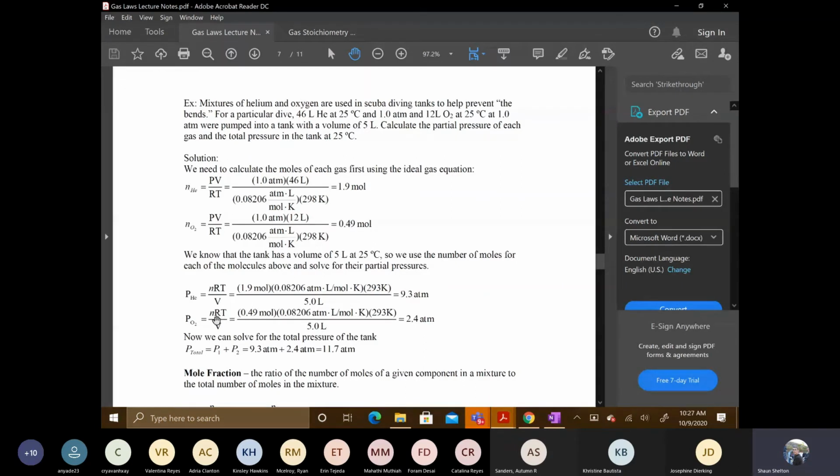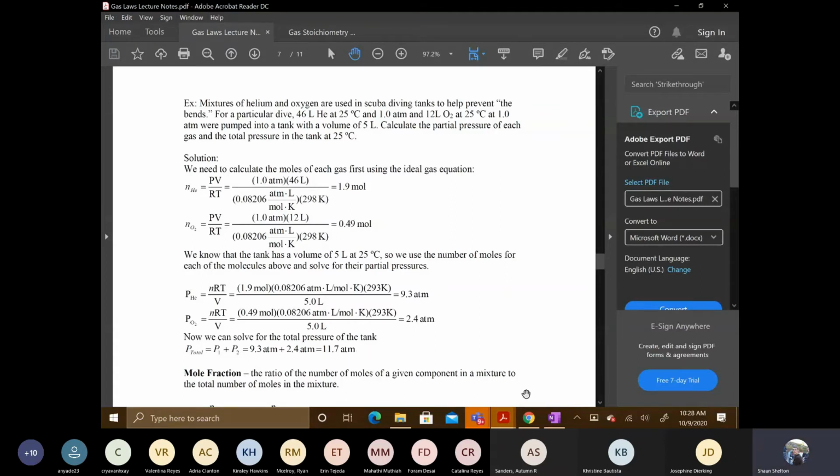And we do the same thing for oxygen. Again, the volume is 5 liters, and we end up with a pressure of 2.4 atmospheres. So those are the individual pressures. Now, they want you to calculate the partial pressure of each gas and the total pressure. To figure out the total pressure, all we're going to do is add these two together. So 9.3 plus 2.4 gives me 11.7 atmospheres. That would be the total pressure in the gas tank.